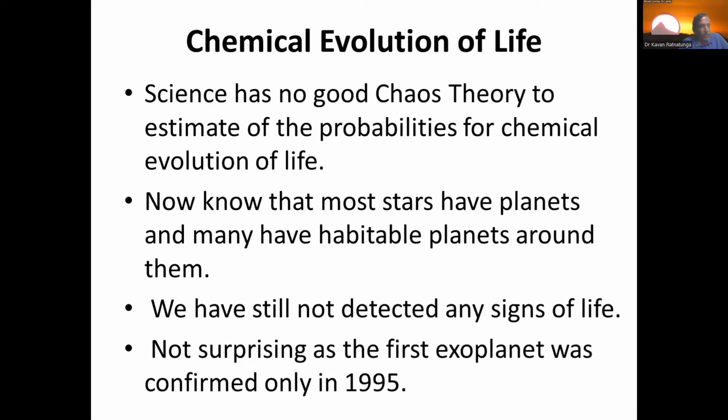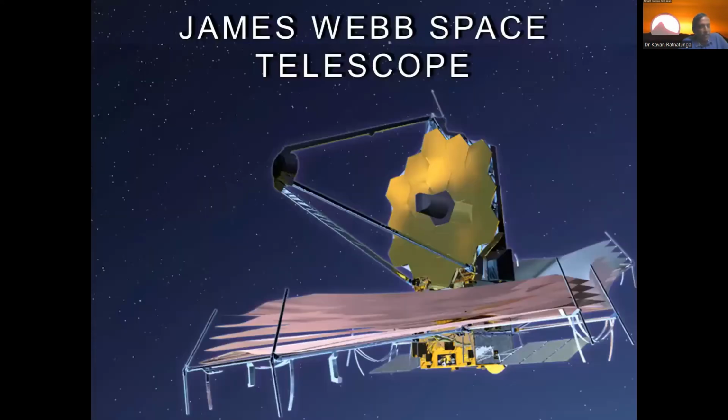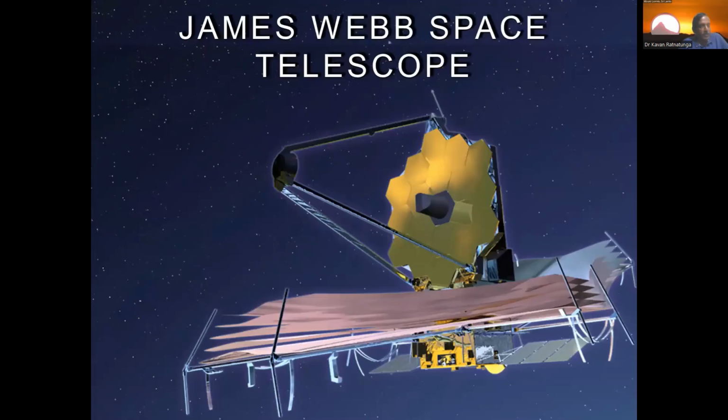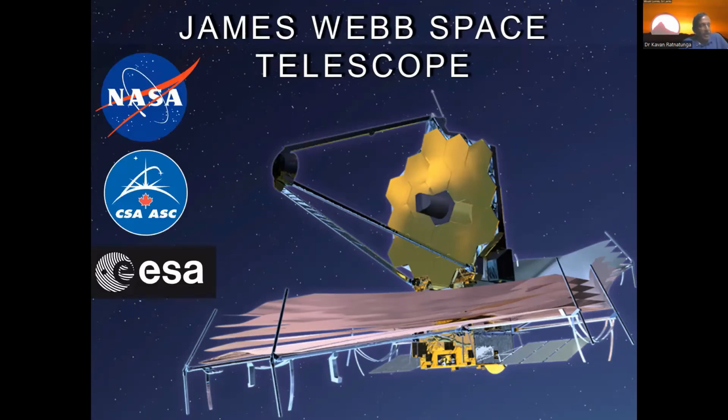So we are hoping that we might find evidence of life with the new telescope, the James Webb Space Telescope that was launched successfully, that is in orbit, because that might give us infrared observations to detect life in other planets or solar systems. That is a NASA, ESA, and a Canadian Space Astronomy Project.